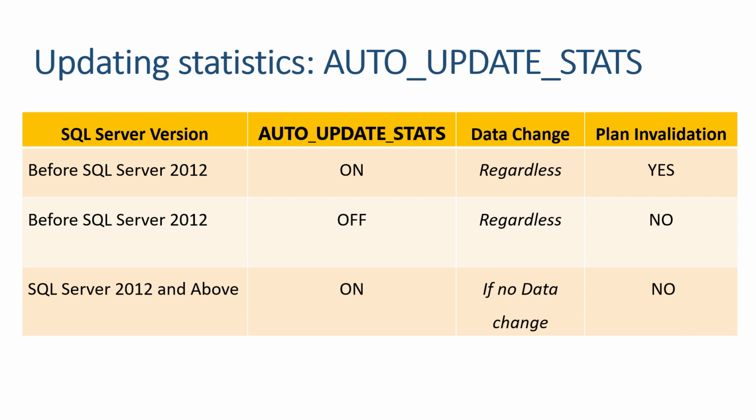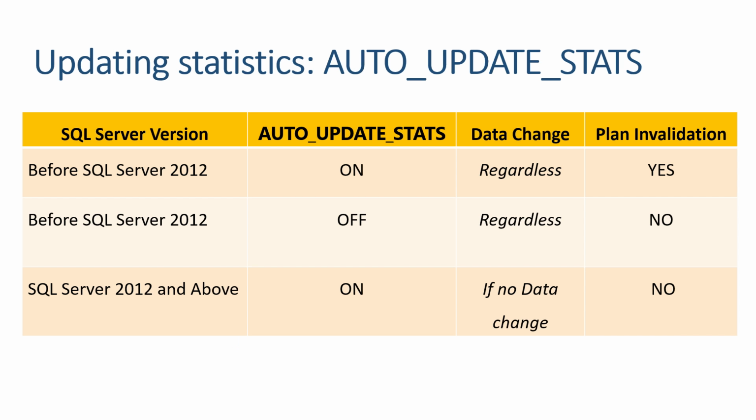Now, there are some points to remember. Whenever your auto update stats is turned on, what we have seen in our demo is that whenever the row modification counter has reached the threshold, and a query is using that old statistic, SQL Server will first update the statistic, and then it will invalidate the plan, generate a new plan, and use that plan.